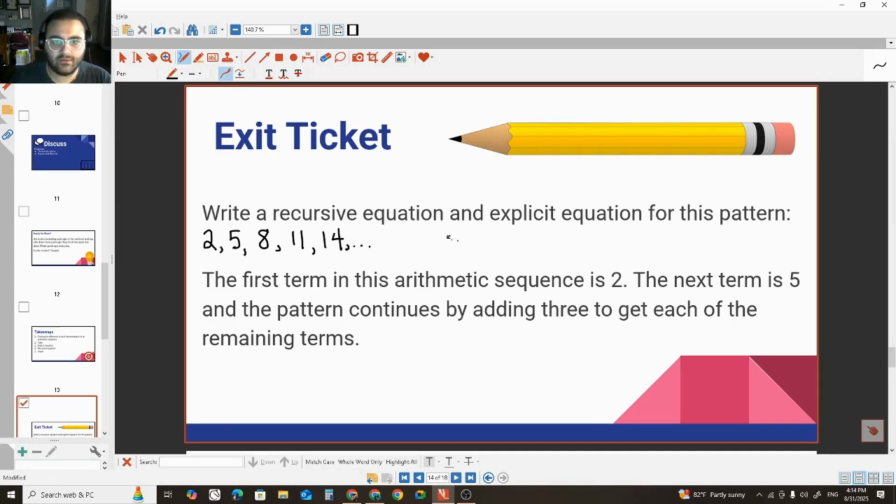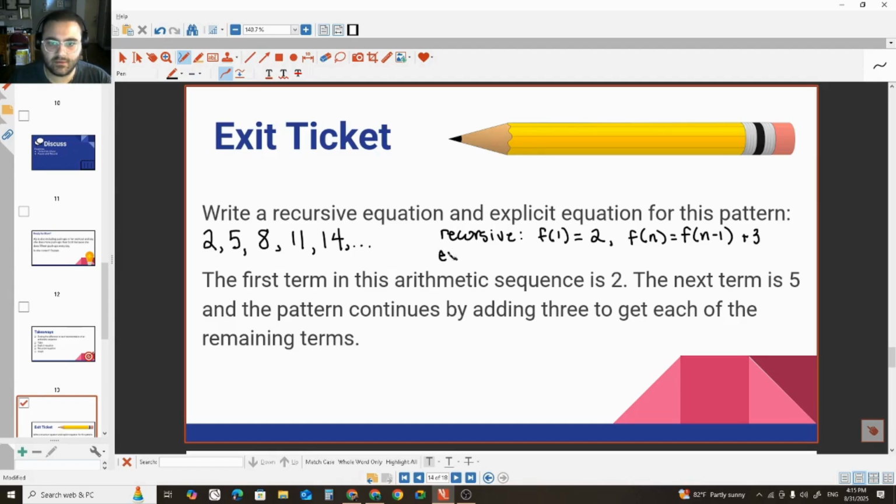So for our recursive equation, what's our first term? f of 1 is equal to 2. And then f of n is equal to f of n minus 1 plus 3. So this is the next term, this is the previous term, and we need to add 3. Don't forget, always list your first term.